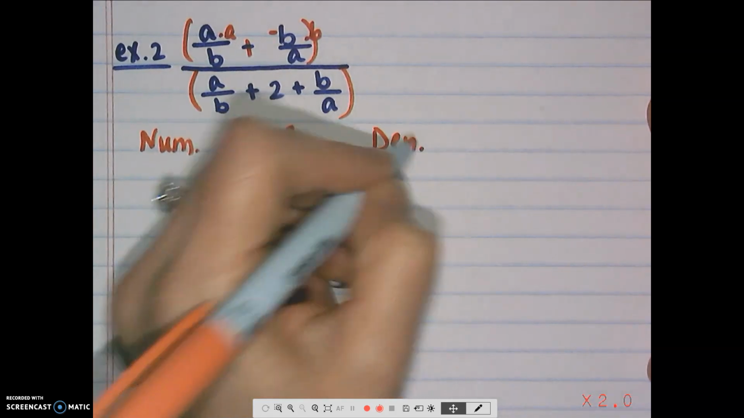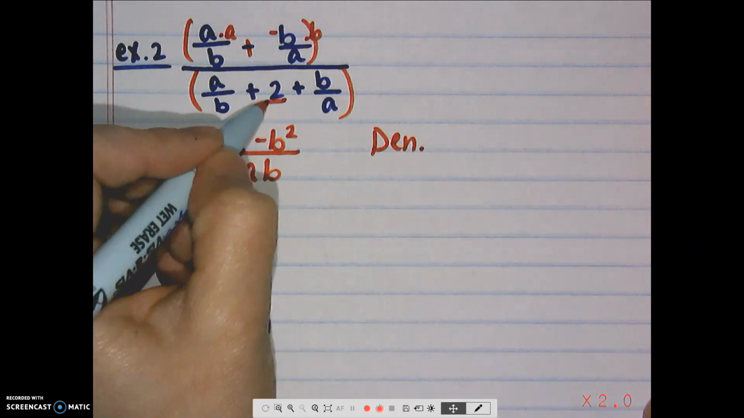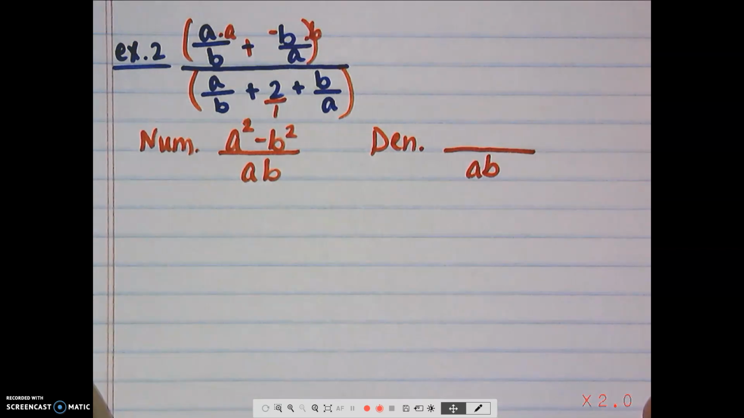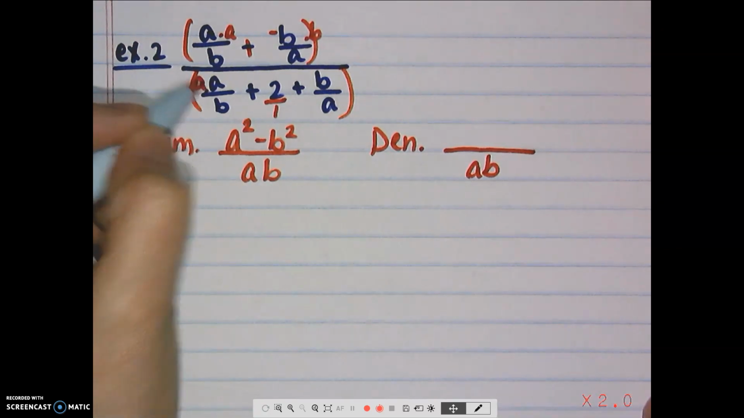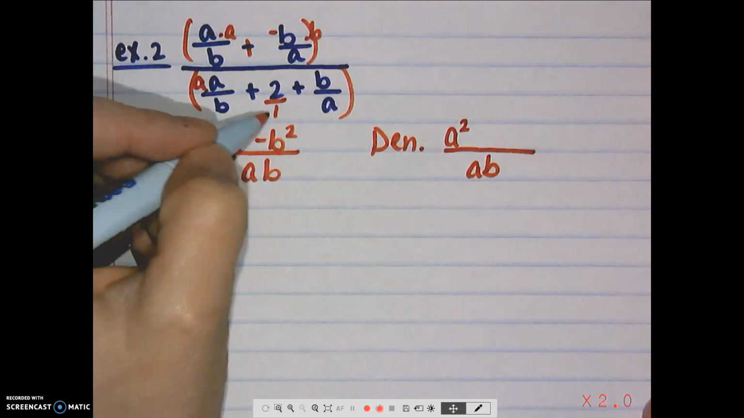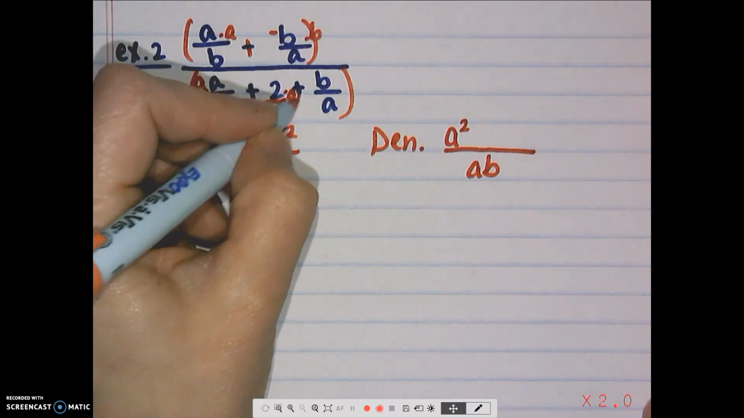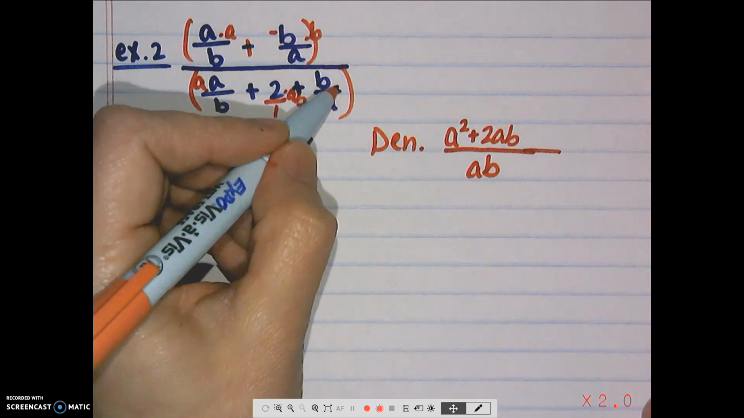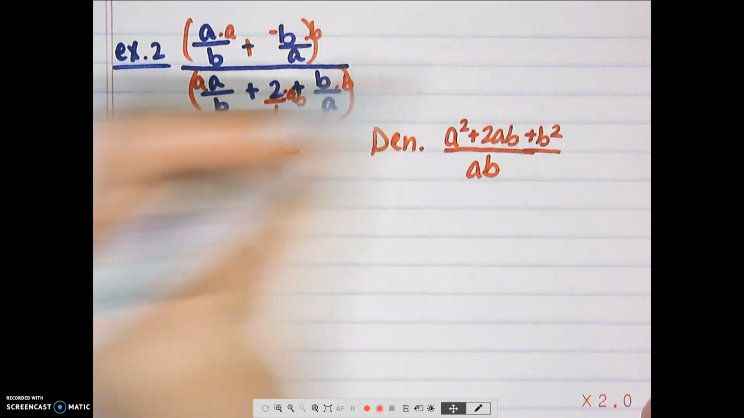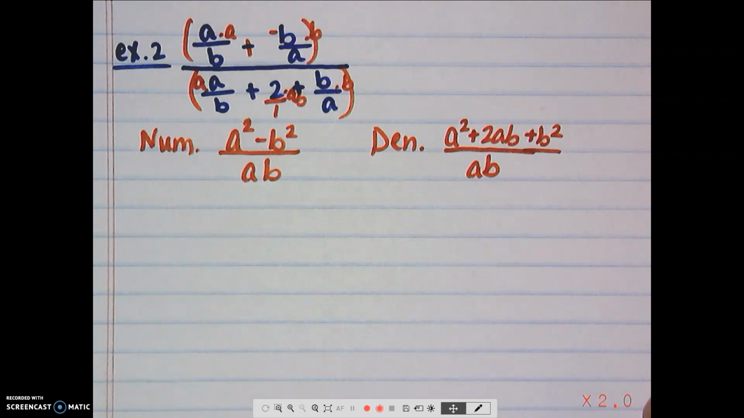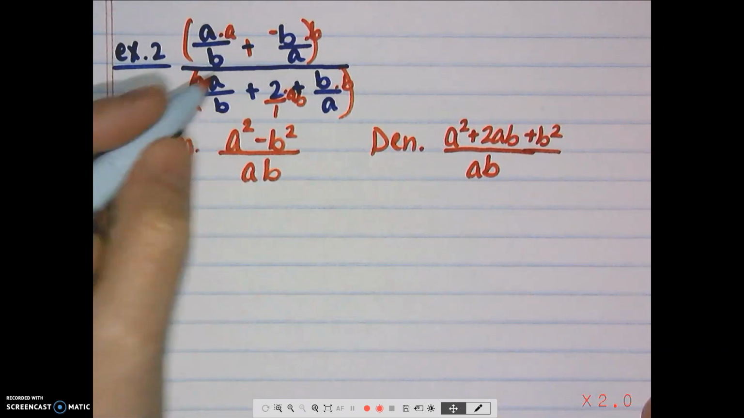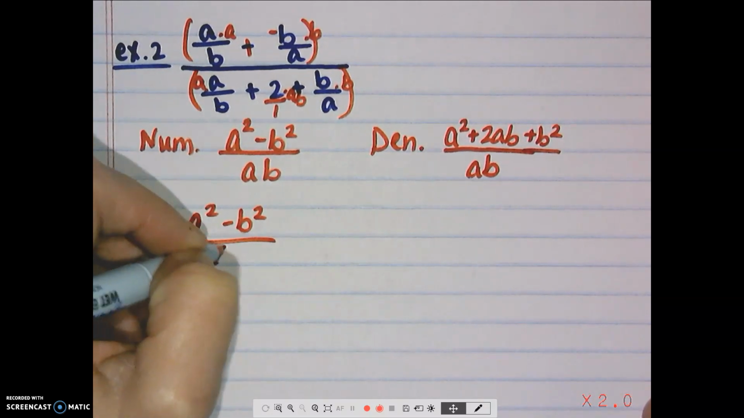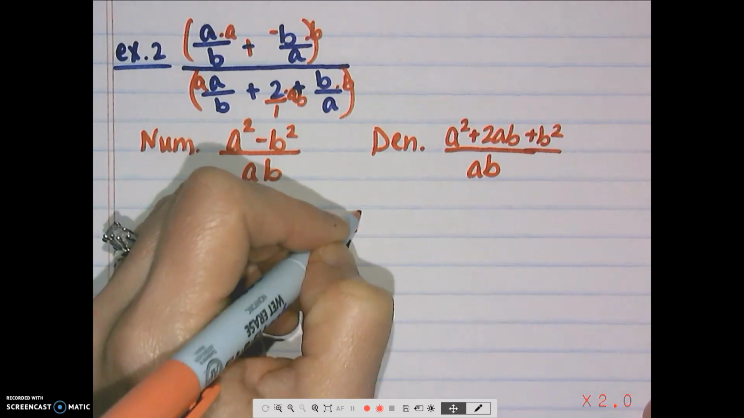Same thing with the denominator. Here we're getting a common denominator between all three of these pieces, which would be ab. The first fraction is missing the a, so it's going to give us a squared. The second fraction is missing the a and the b, so that would become plus 2ab. And then the third fraction is missing the b, so that's going to be plus b squared. Okay, so you must do those things first. Now we have a division question. Now we're dealing with this division bar. So we have our numerator divided by our denominator.